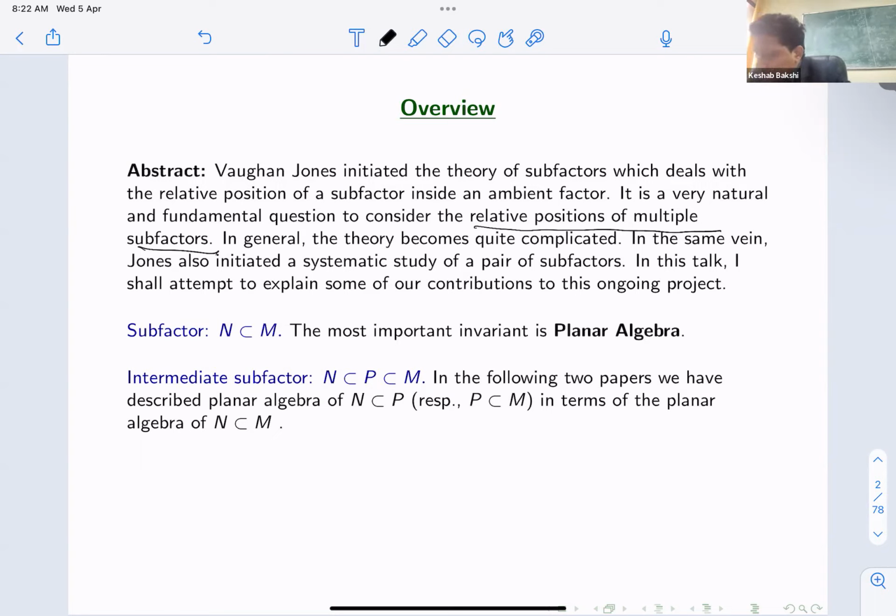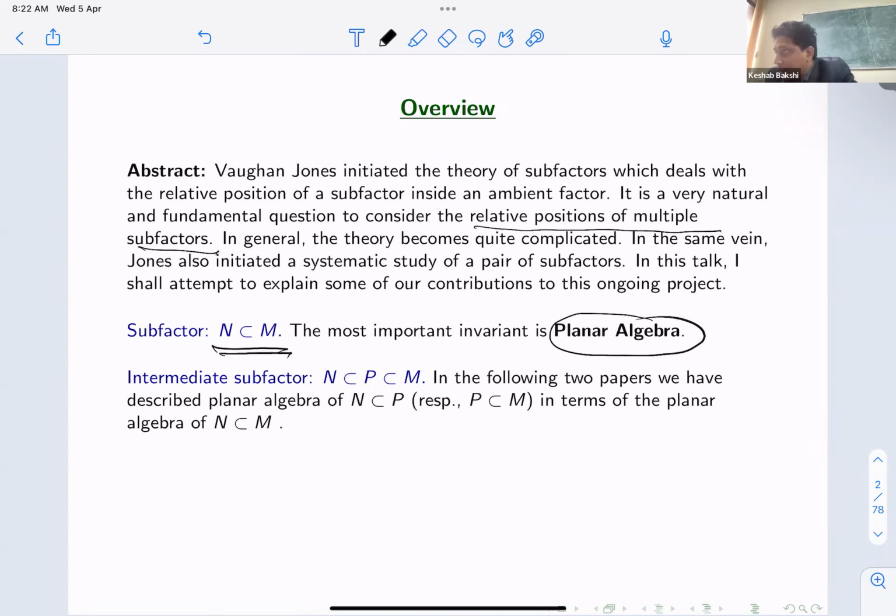What is a subfactor? I'll explain those things as there are many experts, sorry for them, because they already know those things, but let me very briefly introduce them. So a subfactor means some inclusion, like a group and a subgroup, here a factor inside another factor. And the most important invariant is called the planar algebra by Vaughan Jones. And this is a complete invariant for a large class of subfactors.